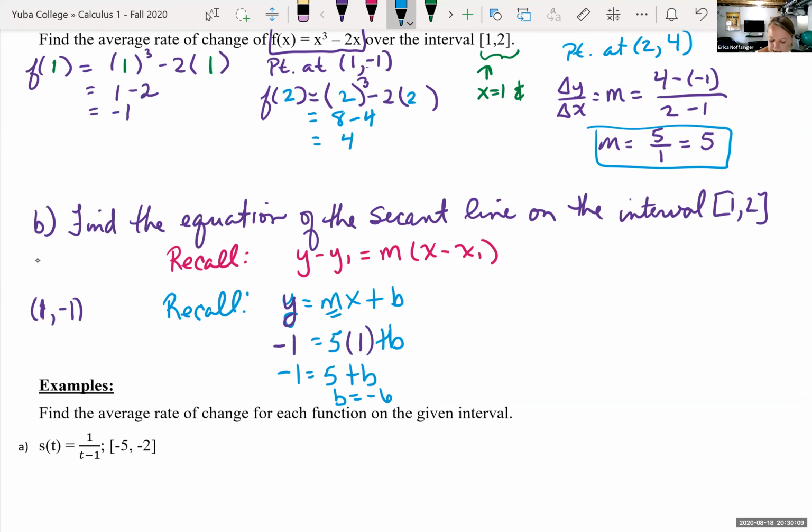So once we know what our y-intercept is and we know what our slope is, we can go back into this equation and plug in our slope and our y-intercept, and then we have the equation of the line. And in this case, it's the equation of that secant line. So let's just do that. So y is equal to our slope, which we said was 5, times x plus b. So plus a -6, or just minus a 6.